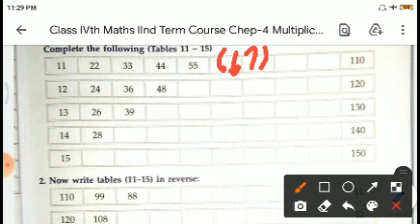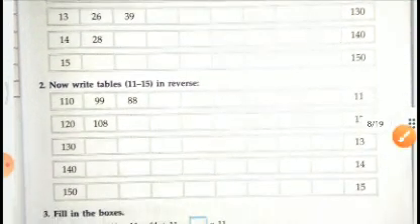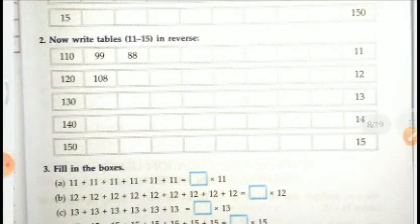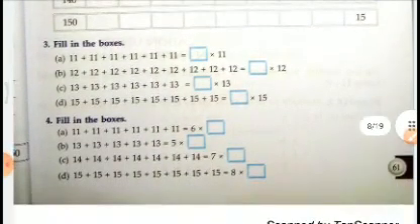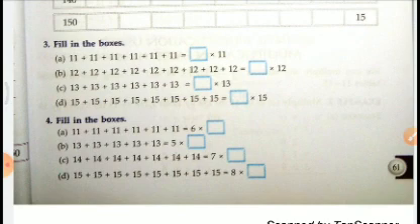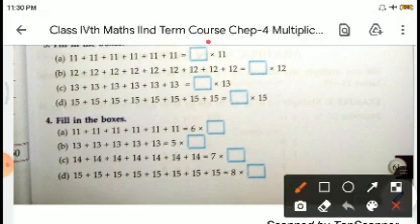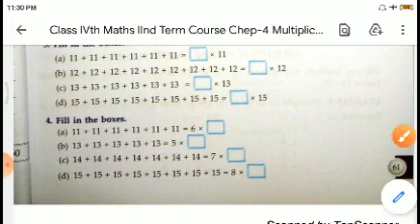Now simple, this is the table of 12. 12 fours are 48, 12 fives are 60, 12 sixes are 72, right? And like this you need to do it. Now second one. Now write down the table of 11 in reverse order, just the vice versa of that, right? What you will be writing at the top. And this fill in the blanks boxes, you all know how to fill them up, so no need to tell you, it's just like the first one. 11 plus 11 plus 11, so 6 times 11 is there, so the first box will have 6. Now this is how we need to do.